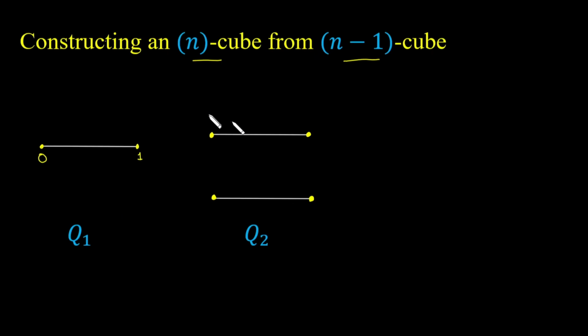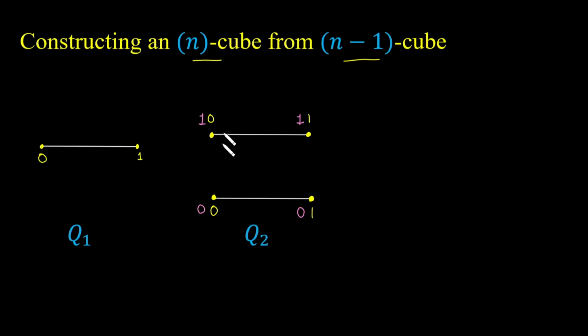Think of one as the top and the other as the bottom of Q2. Then add 0 in the beginning of each label in the bottom face and 1 in the beginning of each label in the top face.